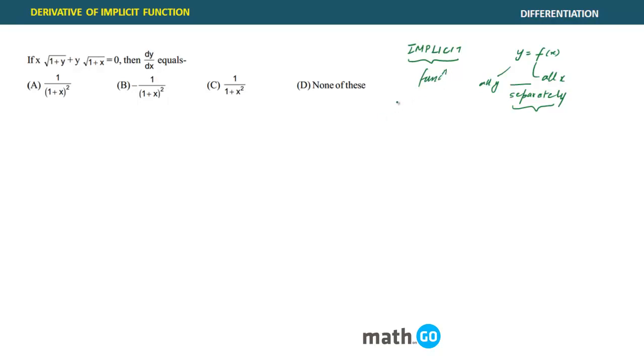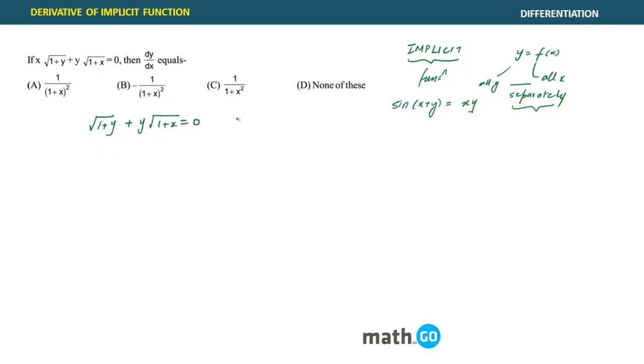So for example, if I take sin(x + y) equal to xy, whatever you do, you will not be able to write y equal to f(x) for this particular function. So this is the category of implicit functions. Here the question given to you is (1 + y) times (1 + root x) equal to 0, and you are asked to find the value of dy by dx.